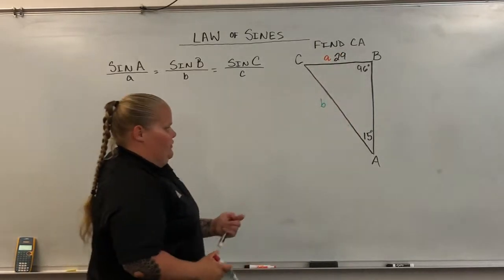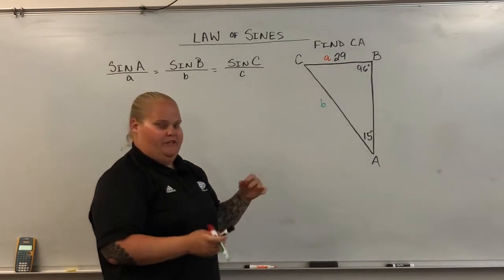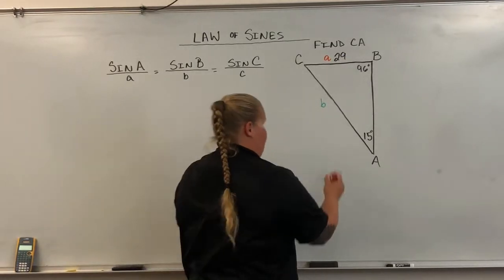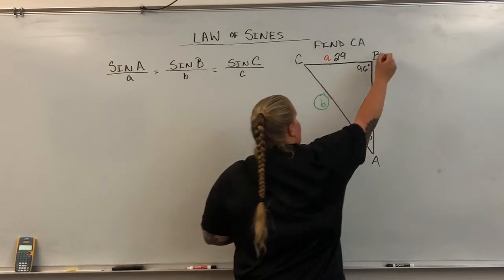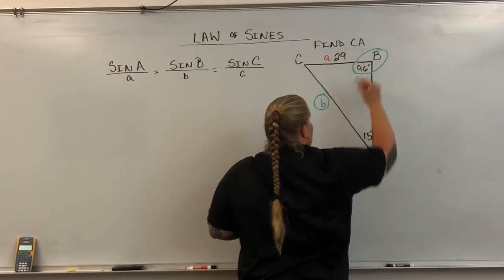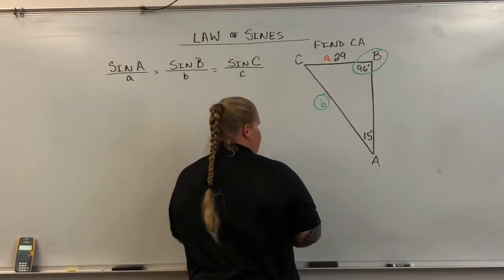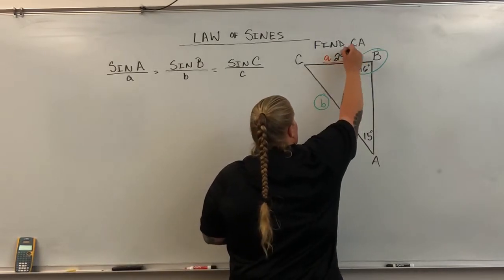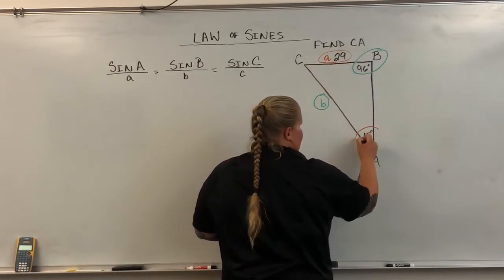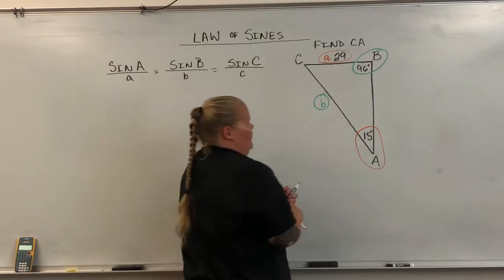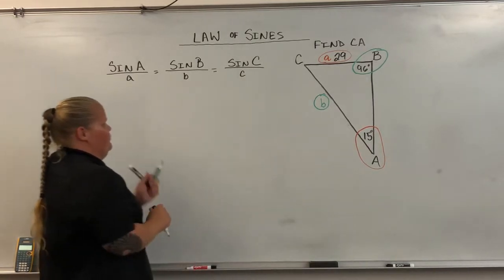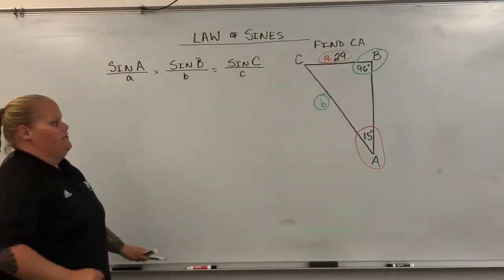So now I can put these pieces together. Side B goes with angle B. Side A goes with angle A. And I can plug these into these little ratios here.